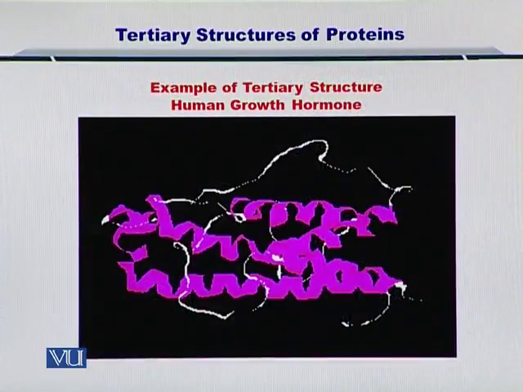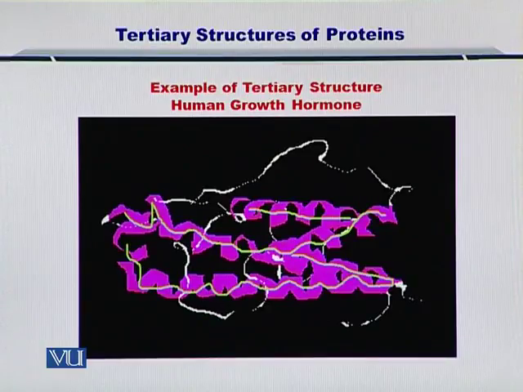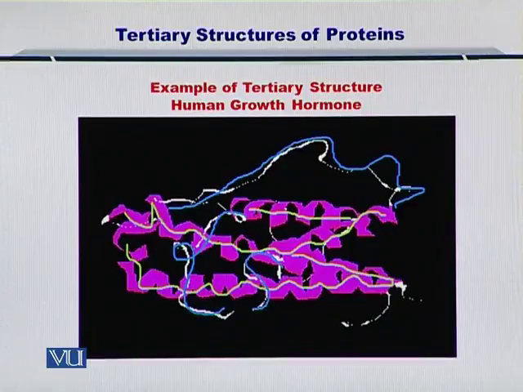Let's take an example. This is the human growth hormone, and in this figure you can see the pink colored alpha helices, which have been brought together by this coil, this loop, another loop, and here as well. So some of these secondary structures have come together in order to give rise to the human growth hormone protein. In all, this image describes the tertiary structure of this protein.